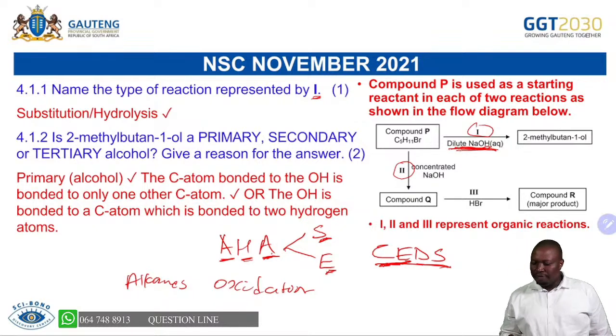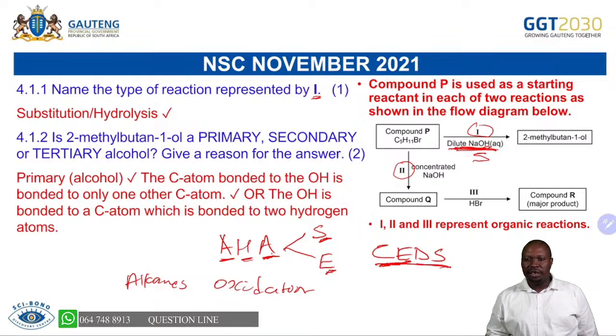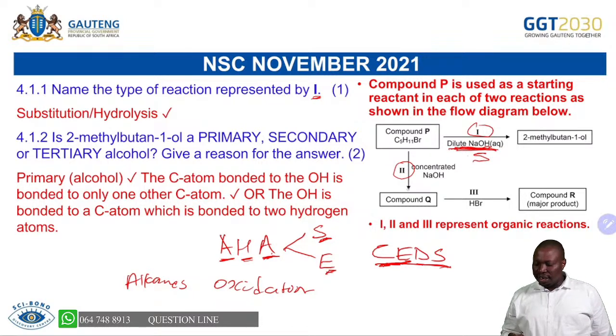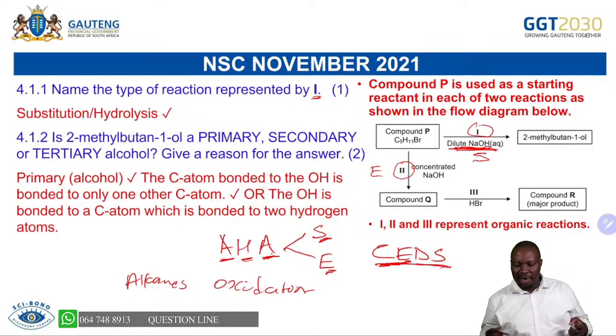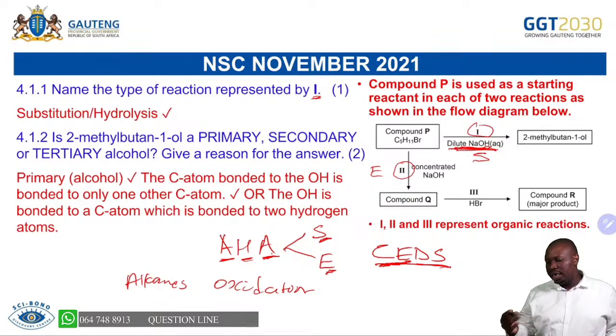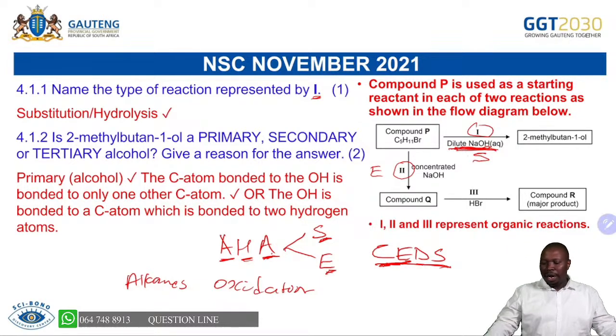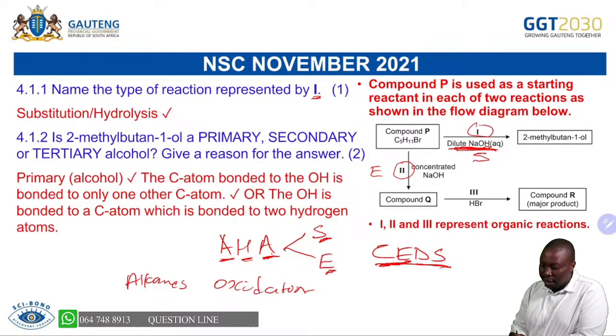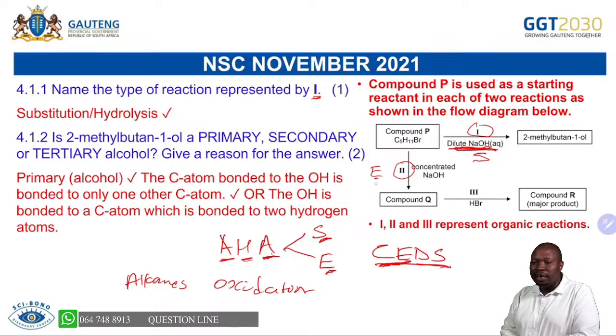And if you check here, we have dilute. So already you will know that this will be a substitution reaction. This one is concentrated, so this must be an elimination reaction. So you are able to see that of the 2 reactions, the one is substitution, the other one is elimination.